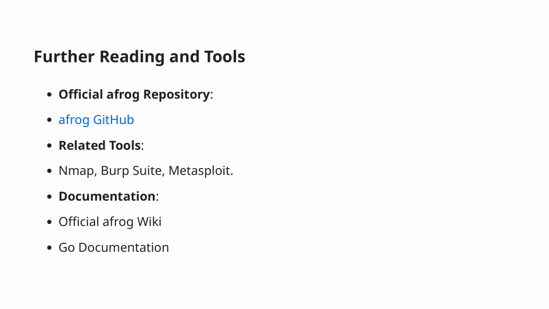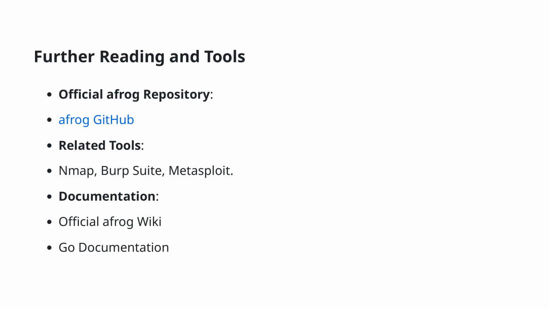For further reading and tools, this slide provides you with valuable resources to enhance your understanding and usage of afrog as a vulnerability scanning tool. First, you should visit the official afrog repository on GitHub. This will give you access to the latest updates, source code, and community contributions. Additionally, related tools you might find useful include Nmap for network discovery and security auditing, Burp Suite for web application security testing, and Metasploit for penetration testing.